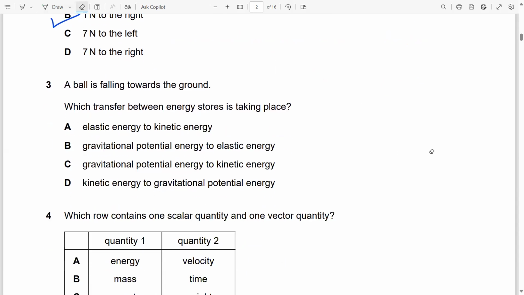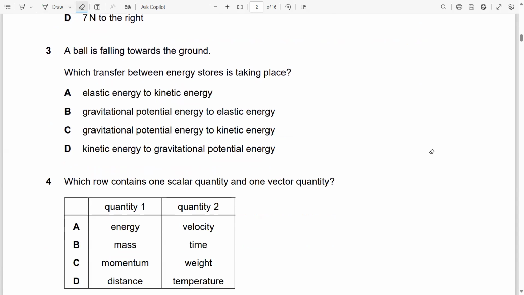Question third. A ball is falling towards the ground. Which transfer between energy stores is taking place? Whenever a ball is at some height, it has potential energy stored in it. Let's say this is the ground, and this is a certain height. If an object is there, it has gravitational potential energy, and when it is released and falls towards the ground, slowly it will gain kinetic energy, and when it reaches the ground, GPE will be totally converted into kinetic energy. So option C is the correct one, gravitational potential to kinetic.